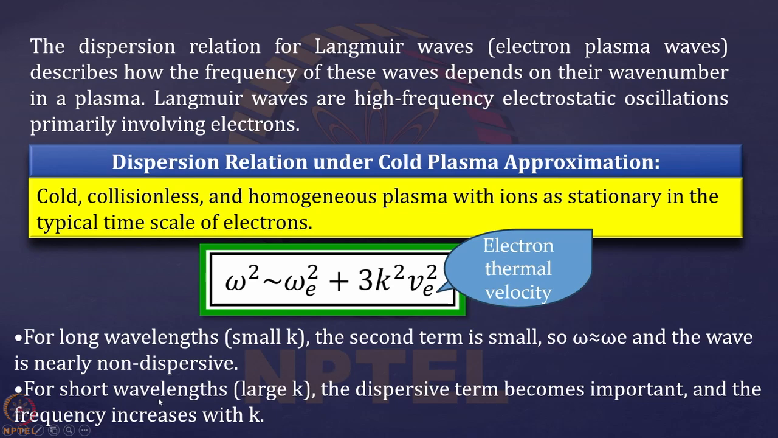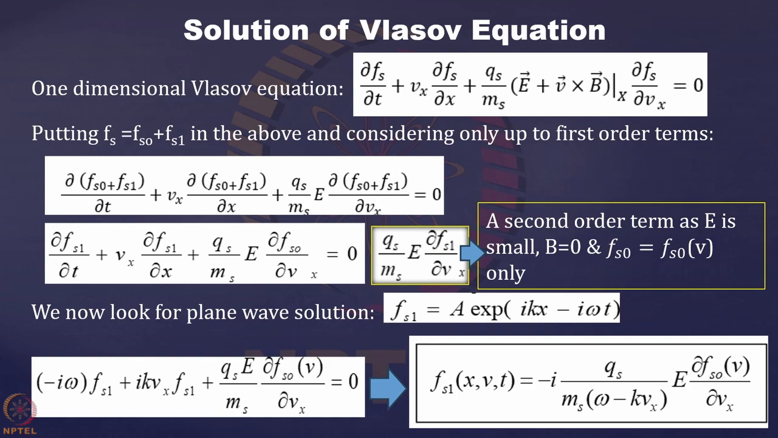So for shorter wavelength, when this k is large, the dispersive term really becomes important and the frequency increases with k. So you can now understand what is the significance of this dispersion relation as far as the wave propagation in plasma is concerned. Now the mathematical derivation part was a bit involved, but it is really not. If you follow it closely, you will find that it is very interesting as well. There is a beauty in this mathematics, and if you follow it very carefully, you will be able to explore the beauty within this.